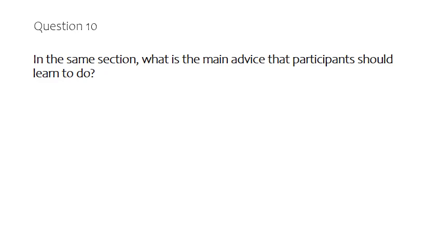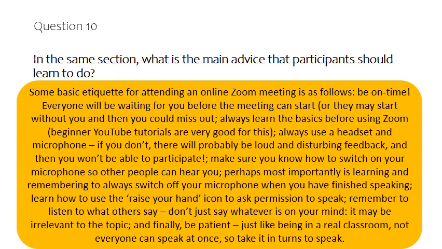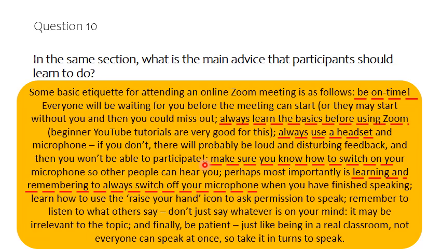Question 10. In that same section, what is the main advice that participants should learn to do? Now, there's a lot of advice that it gives us here. Let's just recap. We've got our colon that is going to begin our list. The first one we know is be on time. The second one we know is always learn the basics. Now we look for the next semicolon here, always use a headset. Then we look for the next semicolon and make sure you know how to switch on your microphone. The next semicolon is there, and this is the advice. Learn and remember to always switch off your microphone. The next semicolon, learn how to use the raise your hand icon. Here's a semicolon. Remember to listen, and finally, be patient.